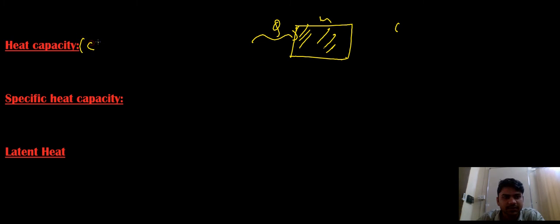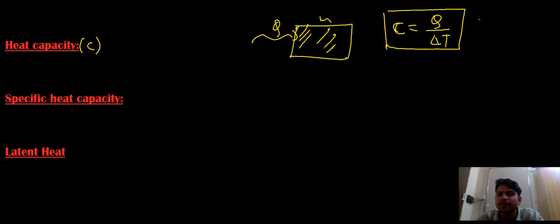So here I'll take the notation C for this, and heat capacity is defined as C is nothing but the amount of heat you're giving per unit change in temperature. So here Q is in joules, and delta T you could take as degrees Kelvin, or this could also be written as degrees centigrade. So that'll be your heat capacity: the amount of heat you give to increase the temperature by 1 degree centigrade.